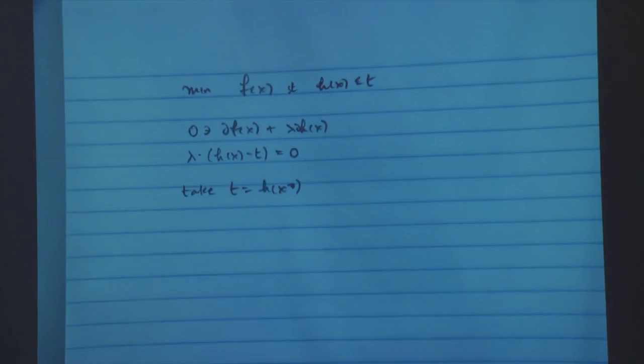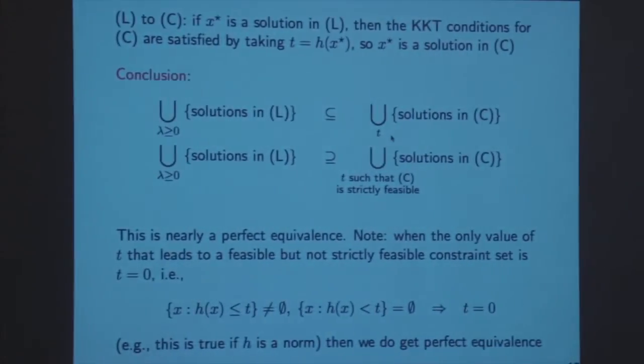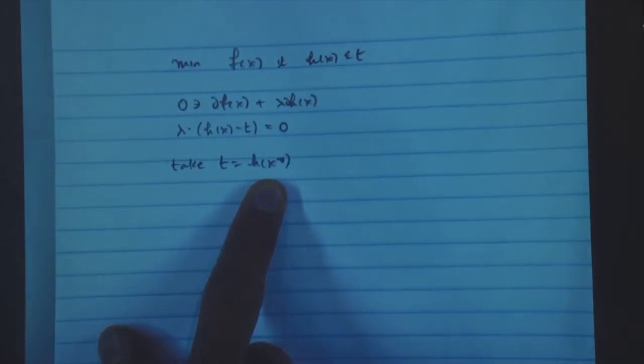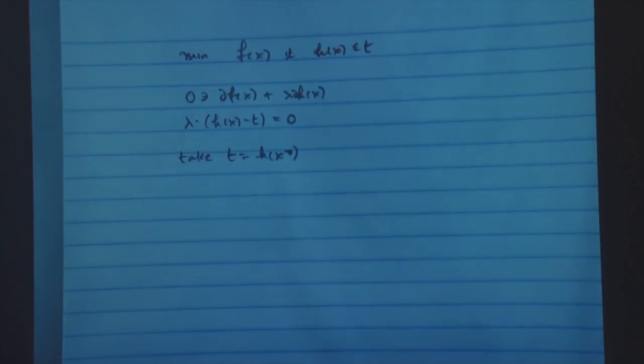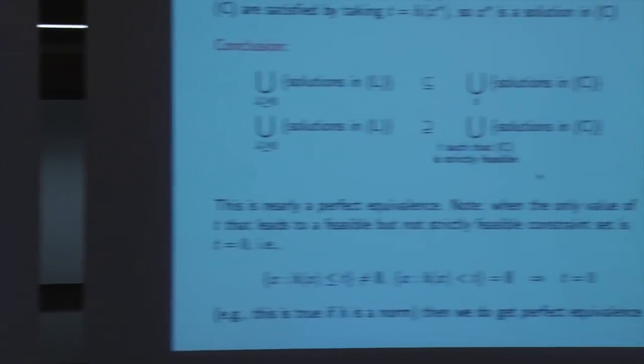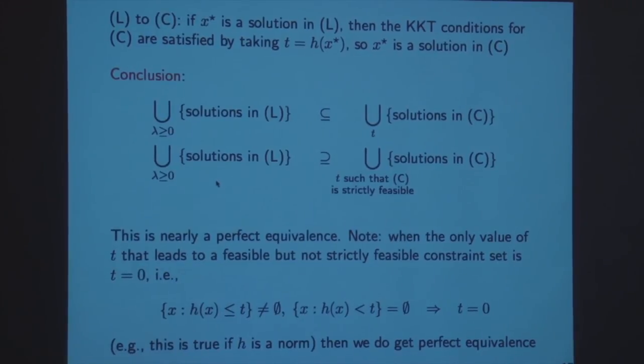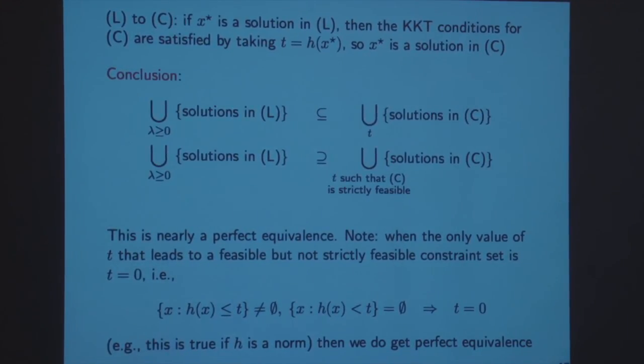So what have we shown from the KKT conditions? The conclusion is that solutions of the Lagrange problem form are always solutions of the constrained problem form. So if you solve the Lagrange problem form for any lambda, there's always a t, which means that you've also solved the constrained problem for that value of t. What is that t? It's very easy. Just take whatever the achieved value of the penalty was. On the other hand, we said that solutions of the constrained problem are always solutions of the Lagrange problem as long as the constrained problem was strictly feasible, because we needed that to have strong duality hold.